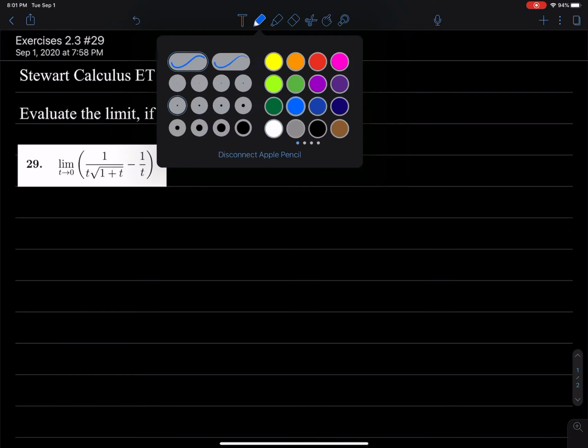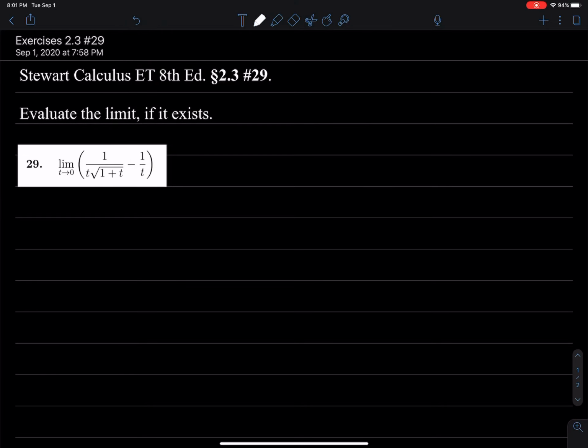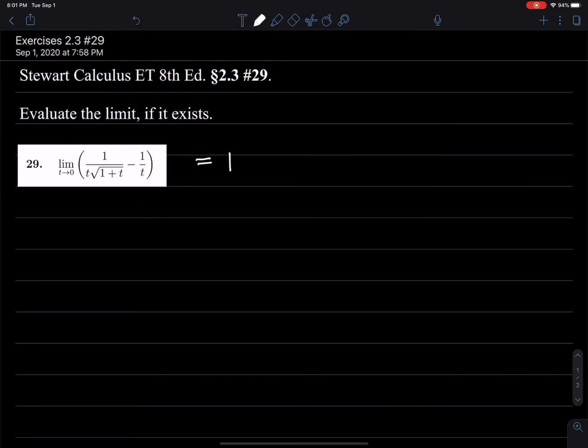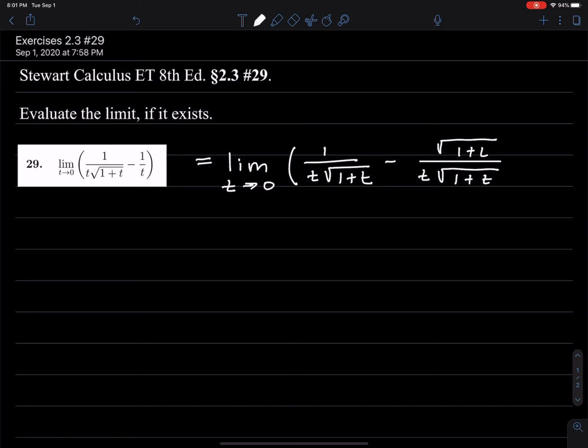So to combine the fractions, we just do plain old ordinary algebra, which, by the way, is sometimes not that easy. We'll get a common denominator. The first term I don't really want to change at all, but the second one, I multiply the numerator and the denominator by radical 1 plus t. I could change the color of that so you can see what I did there.